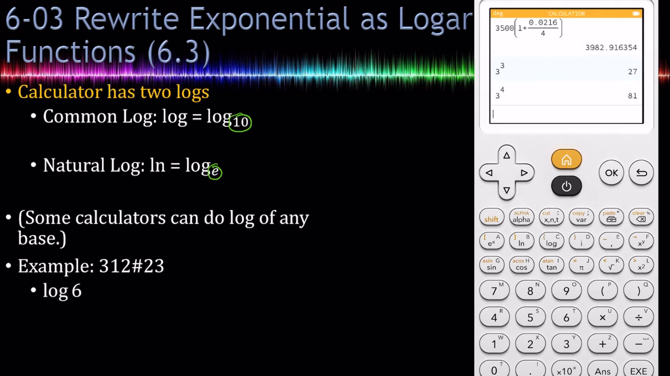Page 312, number 23. Use the calculator to evaluate log of 6. Notice there's no base written. That means that it is base 10. So you're asking what power of 10 gives you 6? 10 to what number is 6? Well, I don't know. So we'll hit log 6. It's log base 10 of 6 equals, we'll want the decimal here, 0.778.